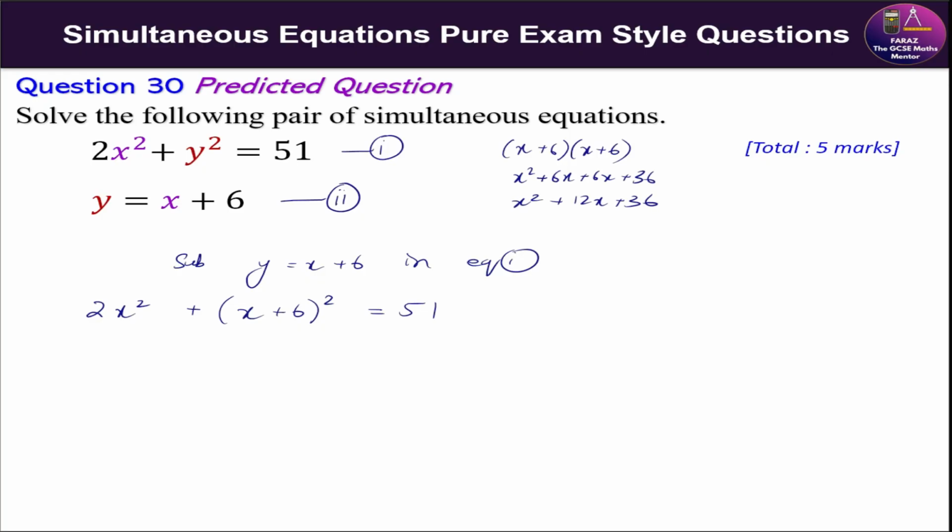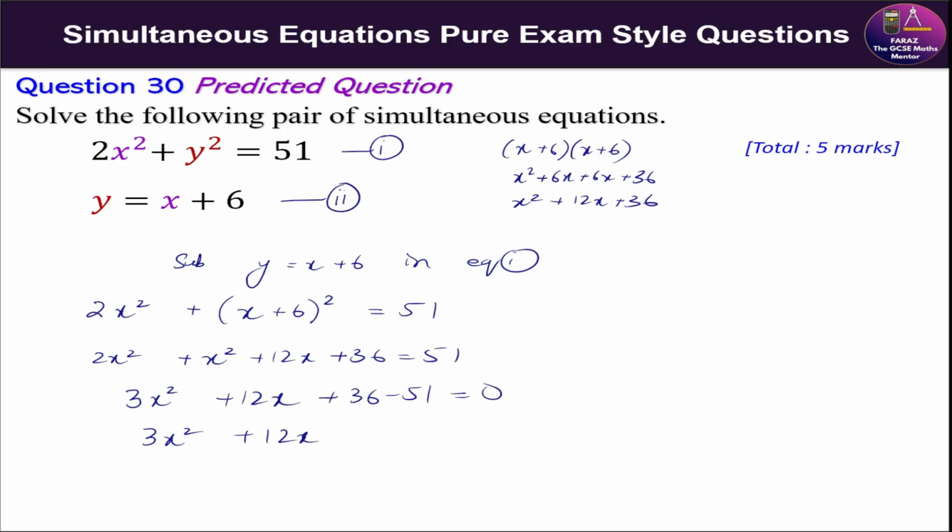So here we will write it as 2x squared plus x squared plus 12x plus 36 equals 51, and then 2x squared plus x squared is 3x squared plus 12x plus 36 and minus 51. Bring this 51 to the left side. So this will give you 3x squared plus 12x plus 36 minus 51, that is negative 15, equals 0.